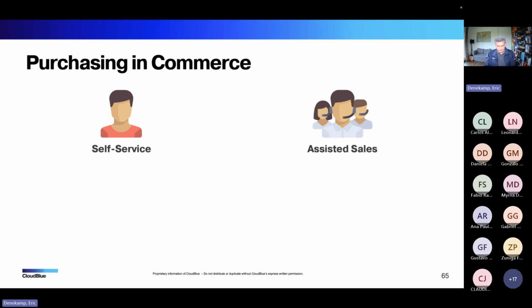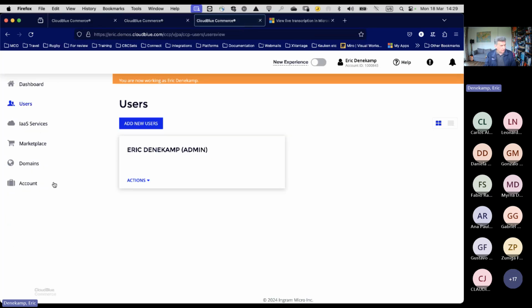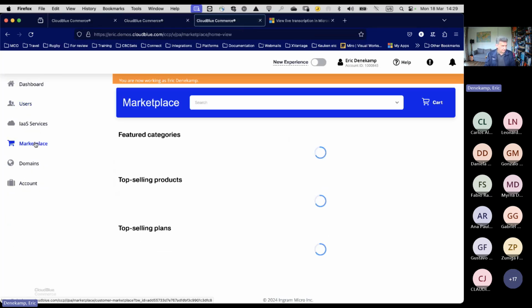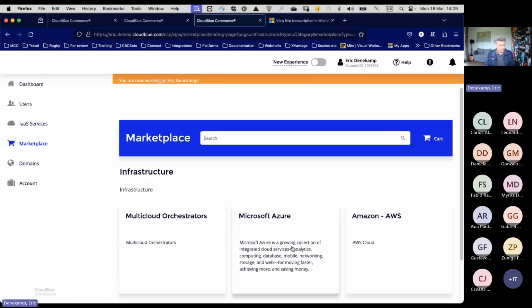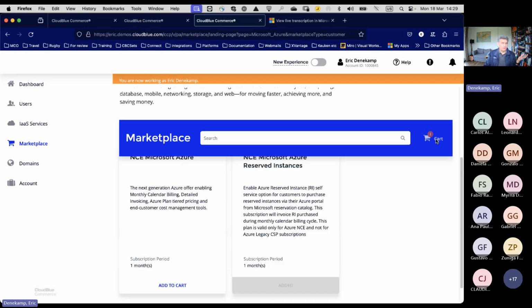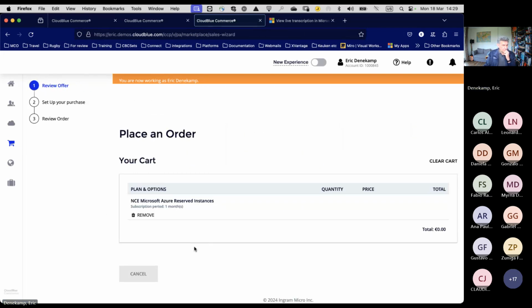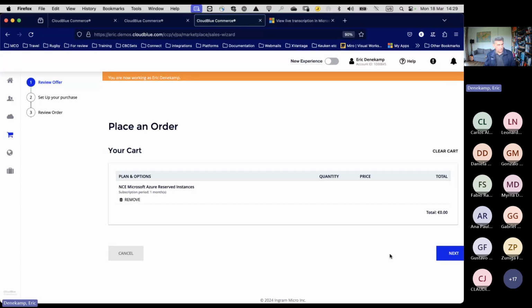So we have two options. We can do self-service, meaning a customer logs into the platform. Let me see, I think I have a customer here. Goes to the marketplace, decides that he wants some infrastructure stuff, places an order for RI. Now I'm acting as a customer and go through the motions of the cart. Next, finish. There we are. Next, finish. And I have my scenario there.